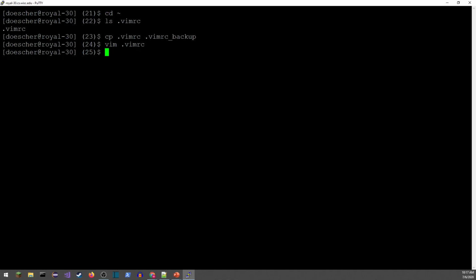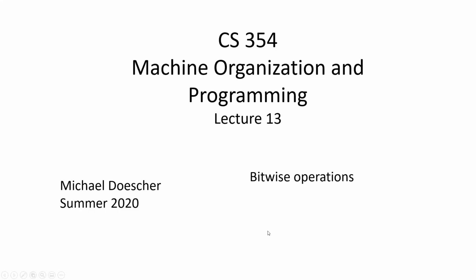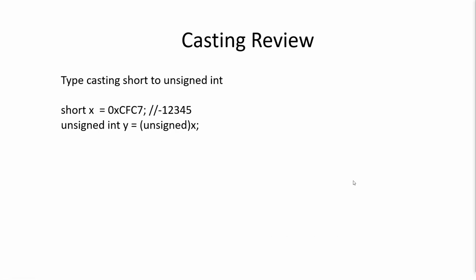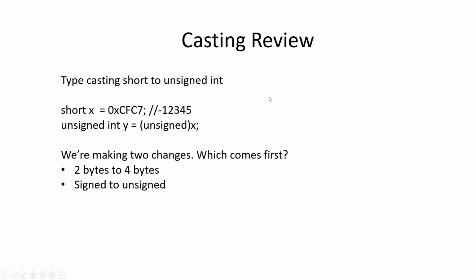Okay, so the next thing I want to do is jump back over to PowerPoint and do just a little bit of review real quick. So what I want to look at is reviewing casting from one type to another. And the example I want to do is one of the more complicated ones. What I'm going to do is an example of casting a short to an unsigned integer. So this is going to go from a 2-byte, actually I think that's my next slide, yep.